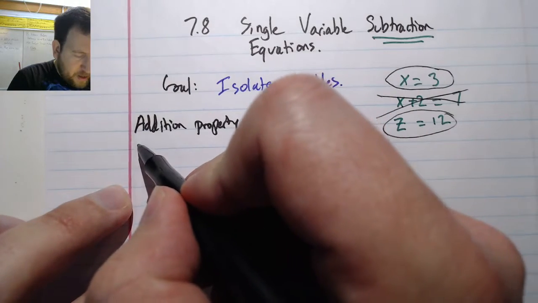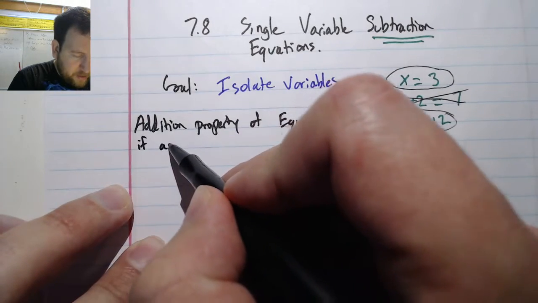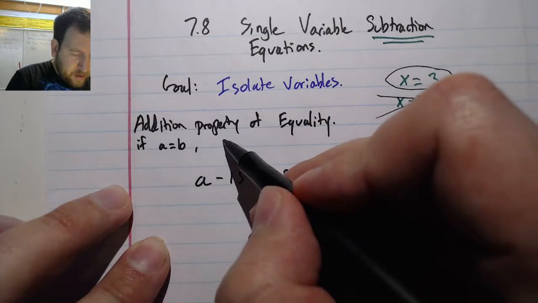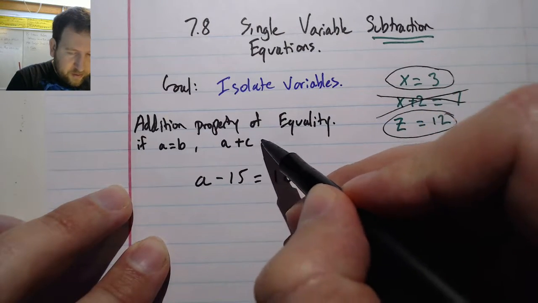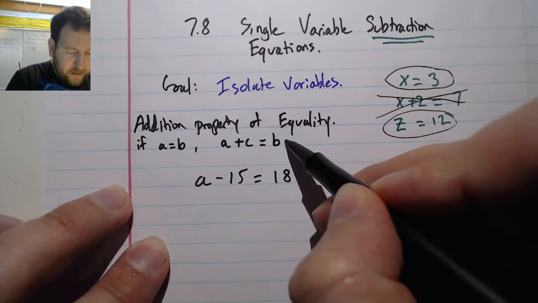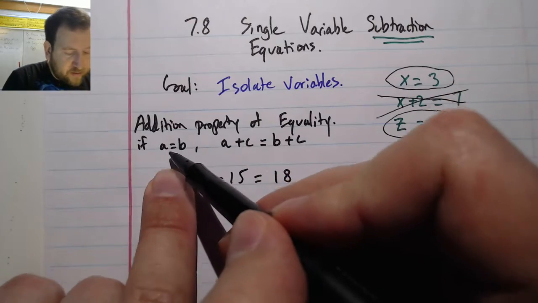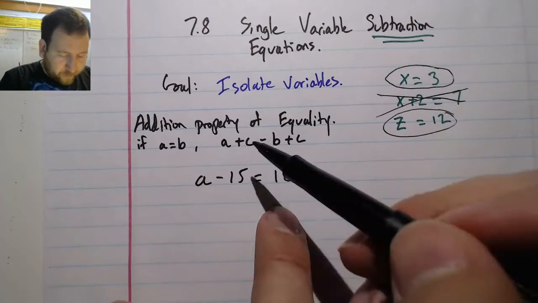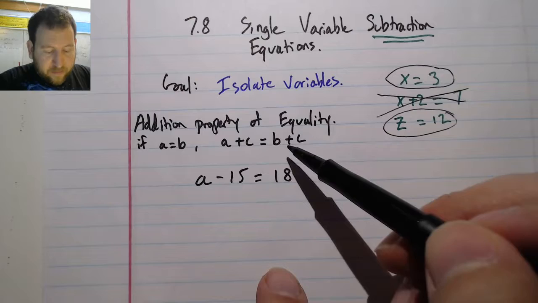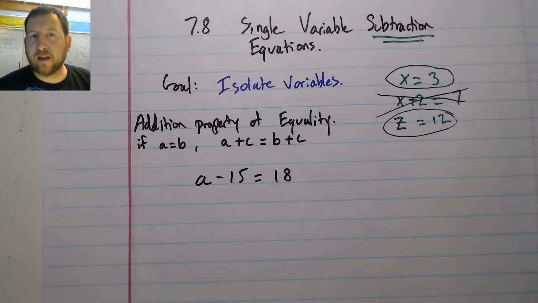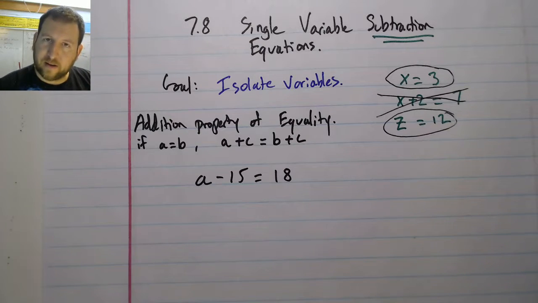And just like before, it goes like this. If A equals B, then A plus C equals B plus C. So what this is really showing me is if I have two numbers that are equal, I can add the same number to both and they will stay equal. So just like before, if I add something to one side of my equation, I need to add it to the other side of my equation. That's simply all this is saying.